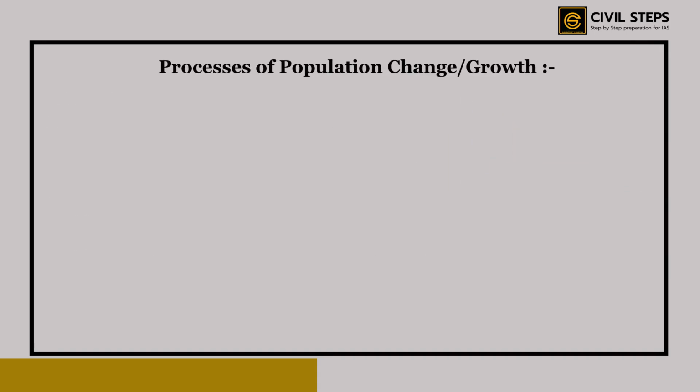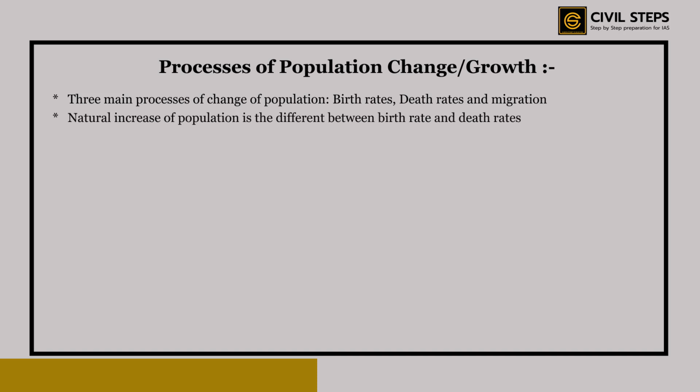Now, what are the different processes of bringing population change or population growth? So, there are three main processes of change of population: birth rates, death rates, and migration. The natural increase of population is the difference between the birth rates and the death rates. Now, let us discuss each of these.